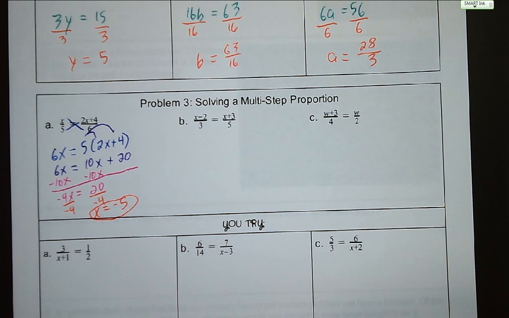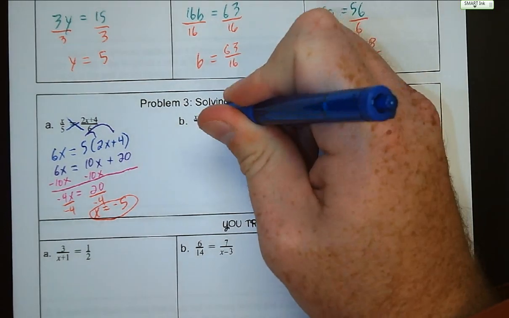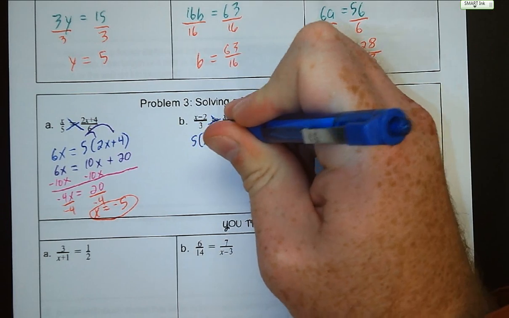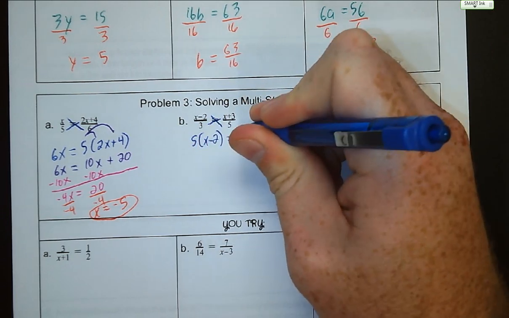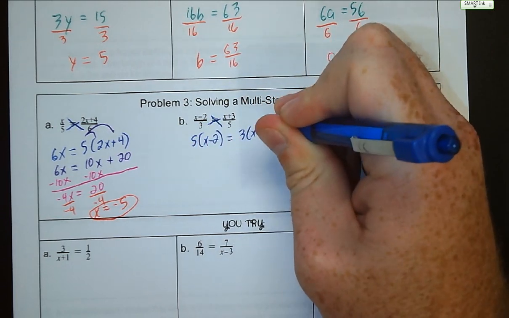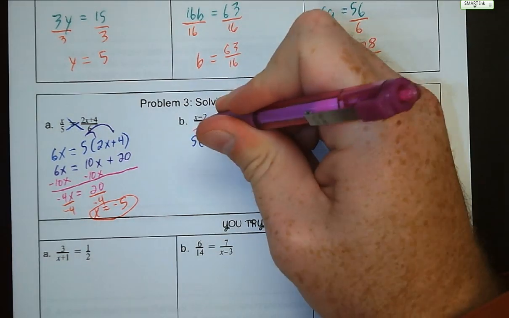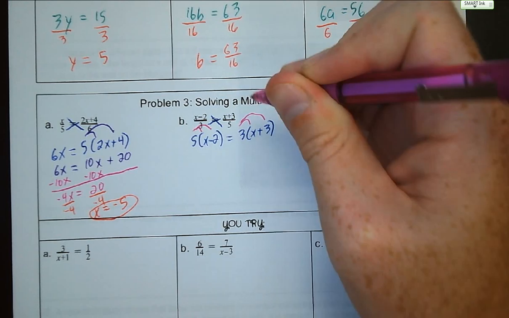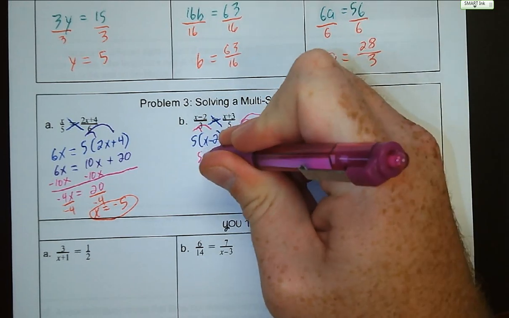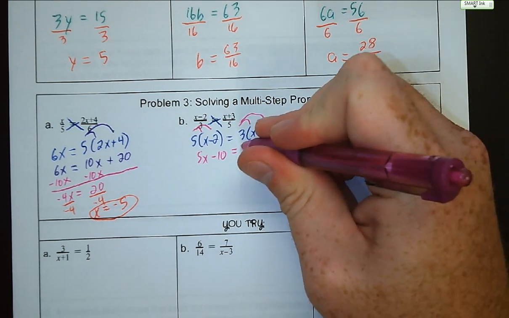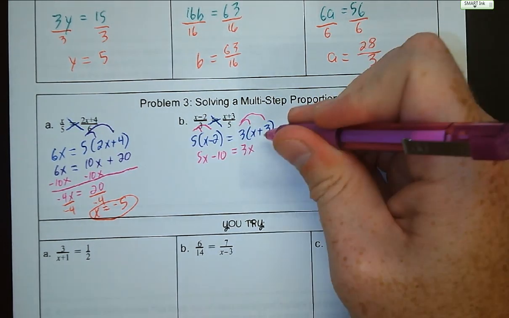Letter B. Start by cross multiplying. So now we have 5 times (x minus 2) is equal to 3 times (x plus 3). We need to distribute. So 5 times x is 5x, minus 5 times 2 is 10, equals 3x plus 9.